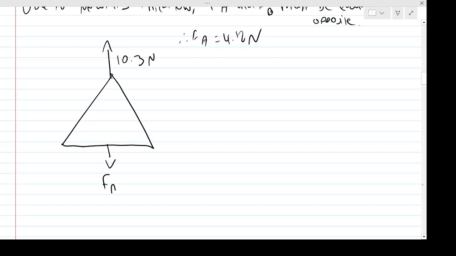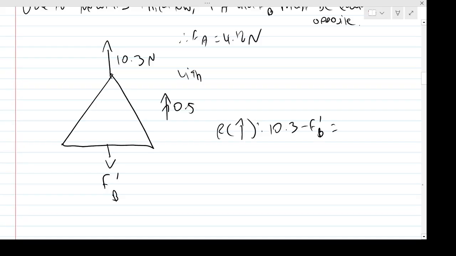I'll call this F of B. I should probably call it F of B prime, because we already used F of B. So a different force created by B, the force created by B onto the scale pan when B is in contact with the pan. So there we are, and that's all the forces. So again, it's going to accelerate up by 0.5. So if I resolve upwards, 10.3 take away F of B prime equals, well, the mass is 0. As we discussed, it's light, so there's no mass with the pan. So 0 times 0.5 is just 0.